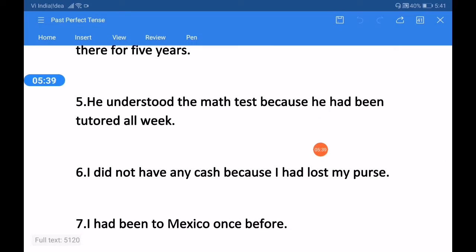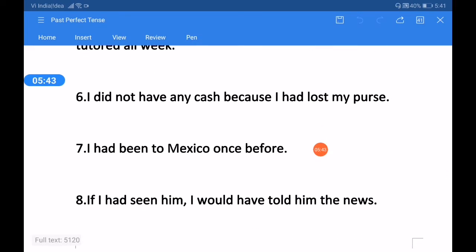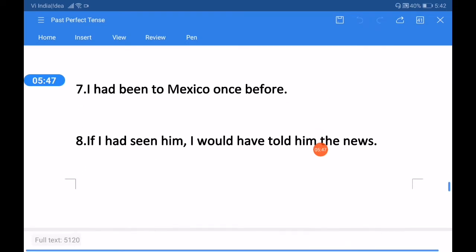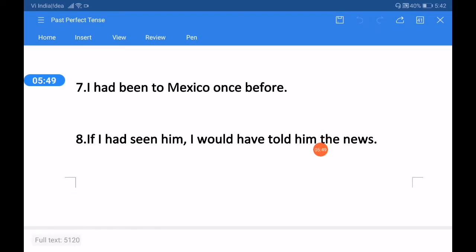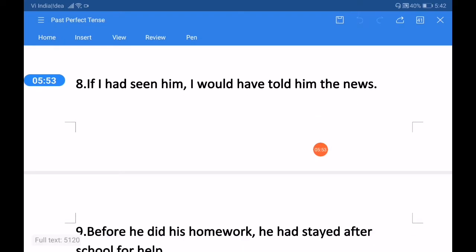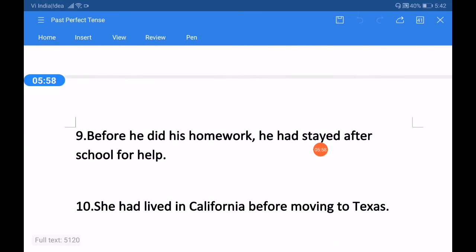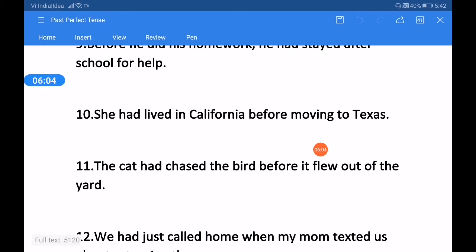He understood the math test because he had been tutored all week. I did not have any cash because I had lost my purse. I had been to Mexico once before. Next is if I had seen him, I would have told him the news. Before he did his homework, he had stayed after school for help. She had lived in California before moving to Texas.